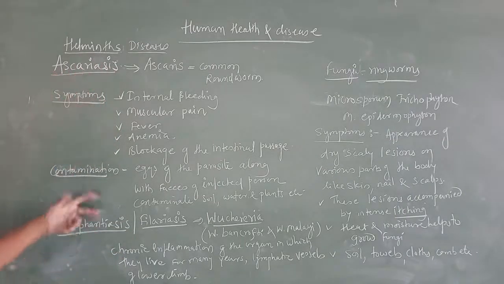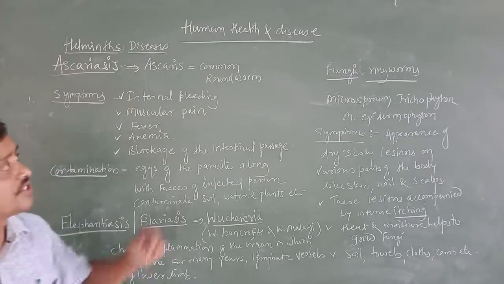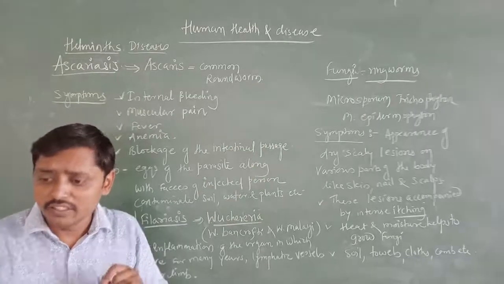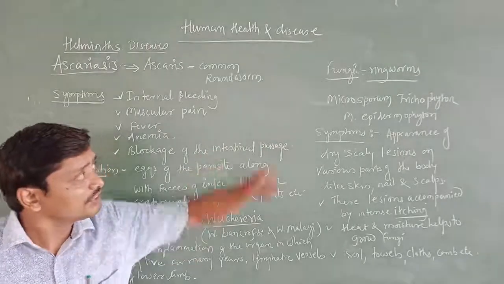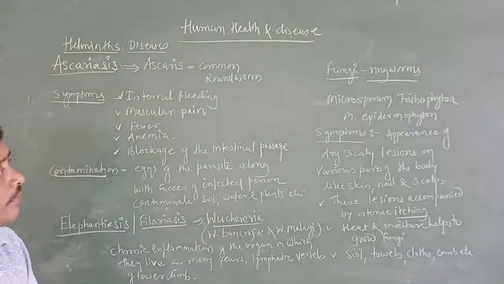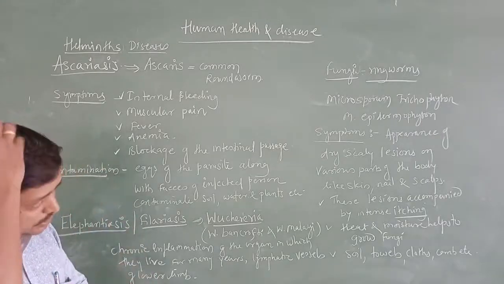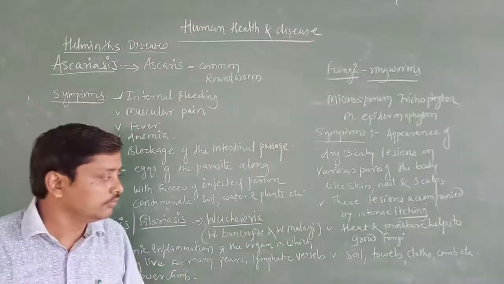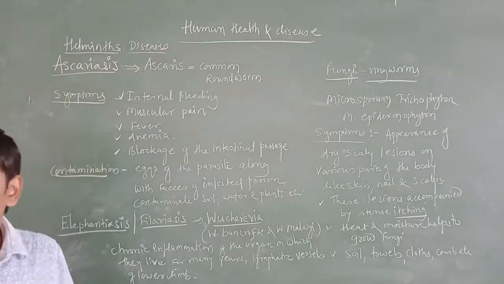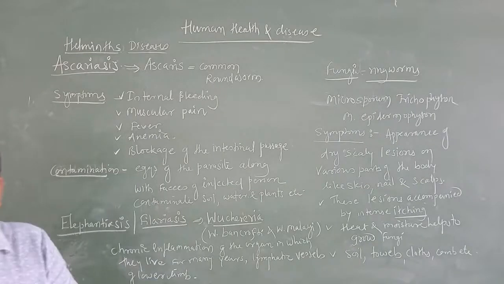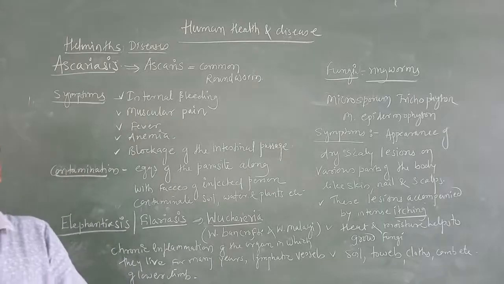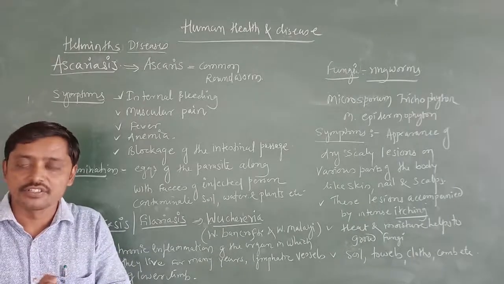Ascariasis and elephantiasis, these are the two diseases that come under the helminthes diseases. And the last of this concept, common diseases in humans, is fungal disease: ringworms, which are caused by Microsporum, Trichophyton and Epidermophyton. Here we are studying the symptoms and how ringworms are transmitted from one person to another person. This is very important when you study the common diseases in humans: bacterial disease, viral disease, protozoan disease, helminthes disease, fungal disease.